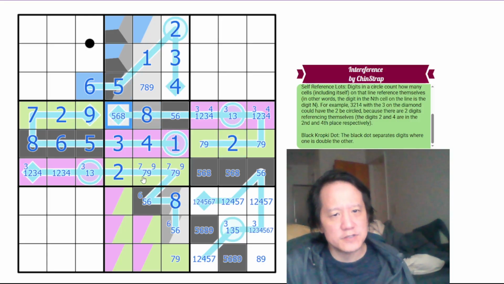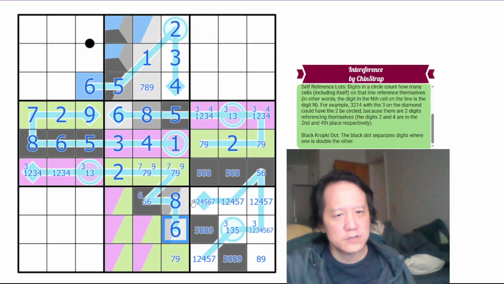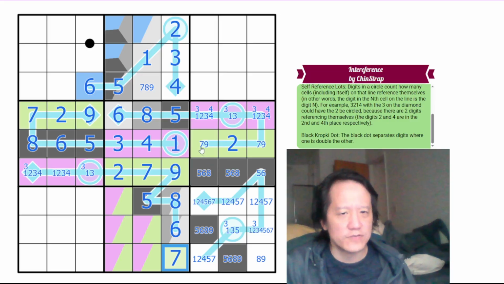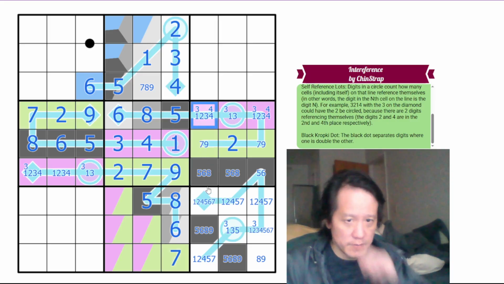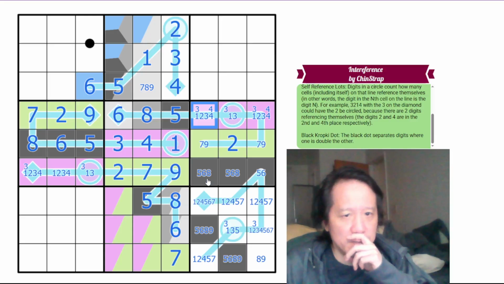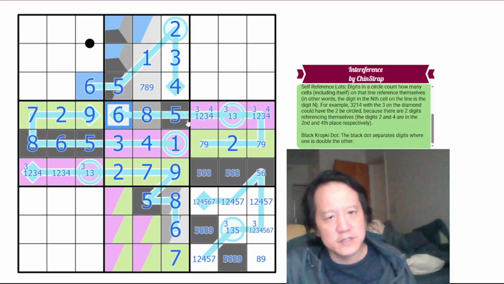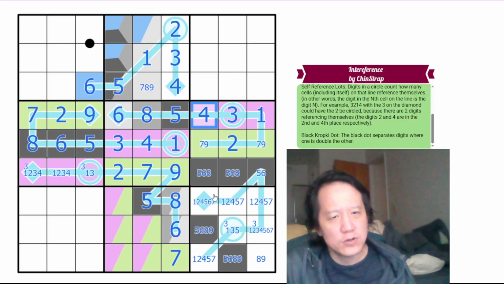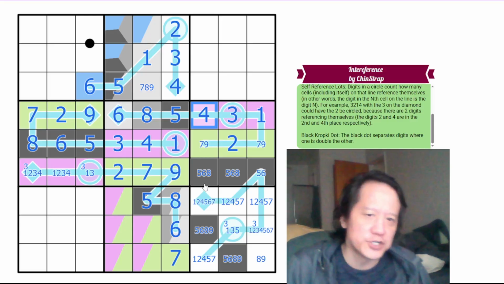That leaves this as 6, because it can't be 5. So this is 5, which makes this 6. So this is 5, which makes this 7, which makes that 9 and 7. So far that's all fine. 6 is where 1 has to be. So this is 1, that's 3, and this would be 4. And I think we have a contradiction here.